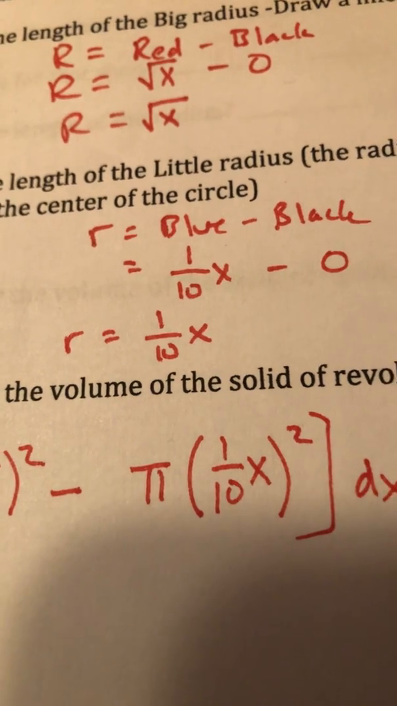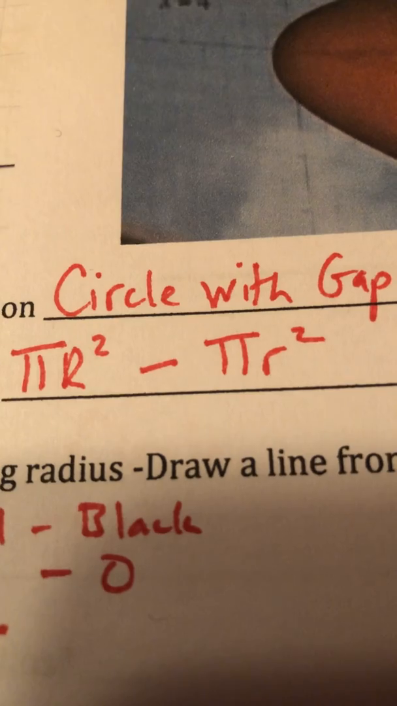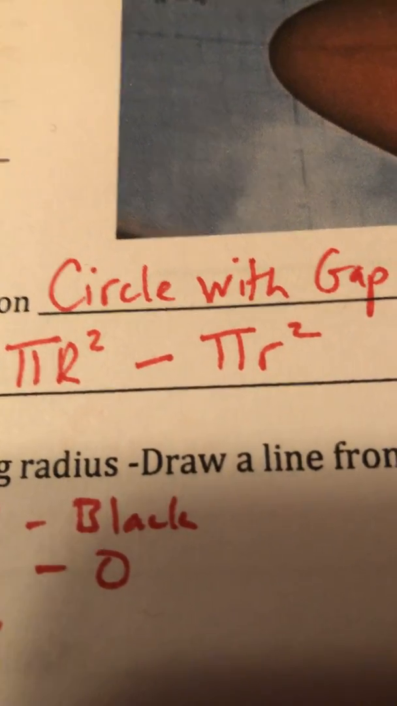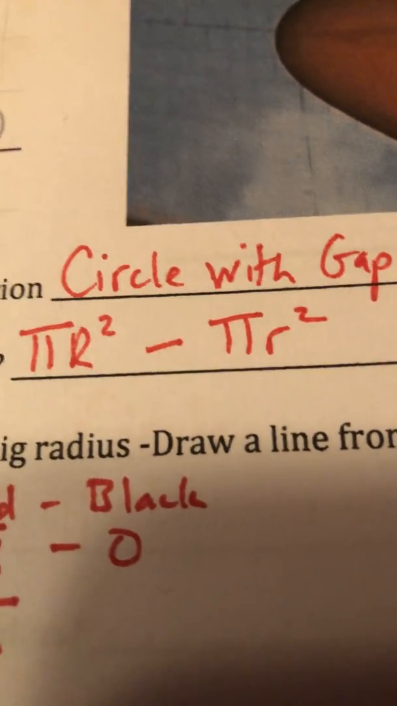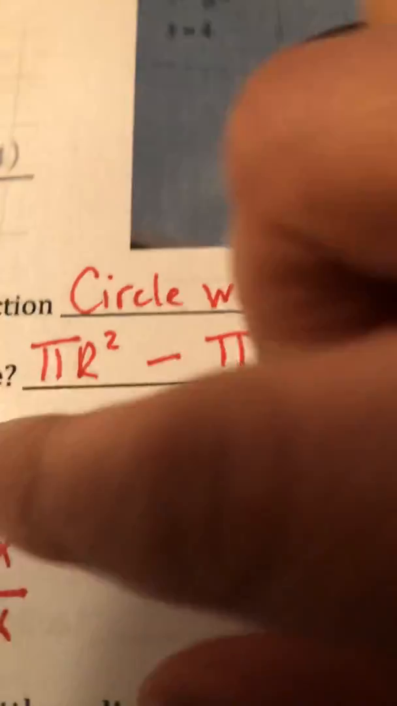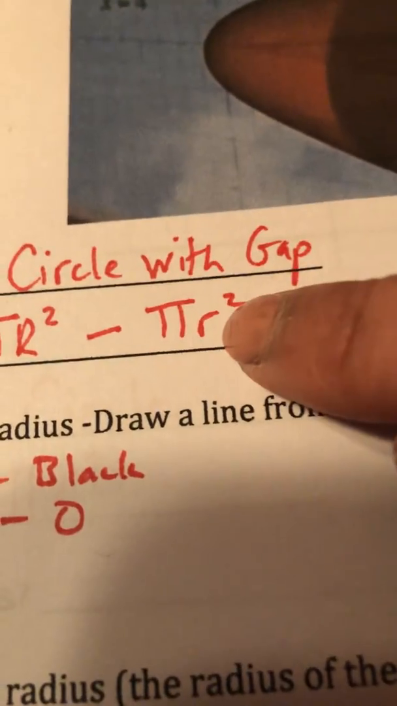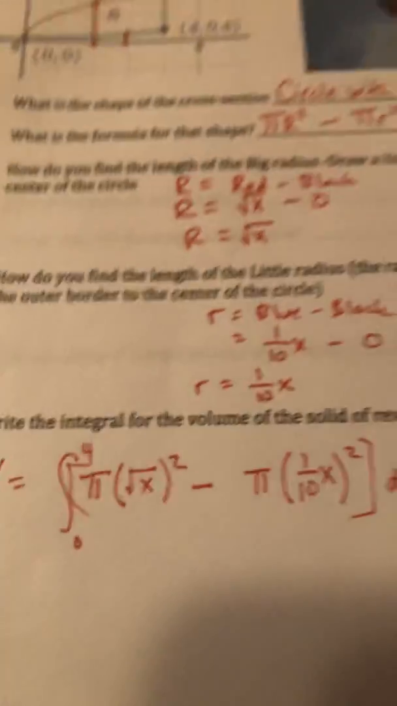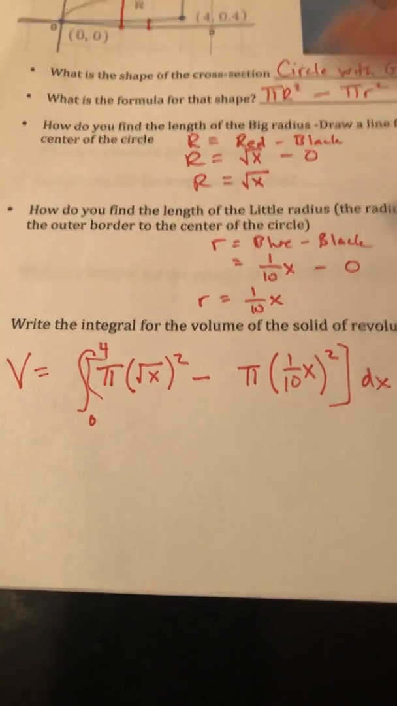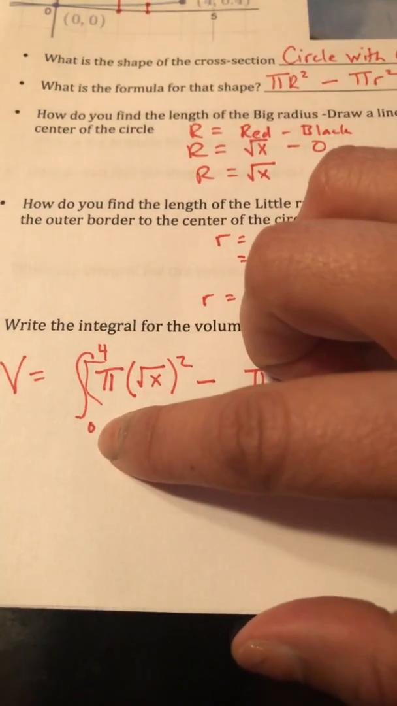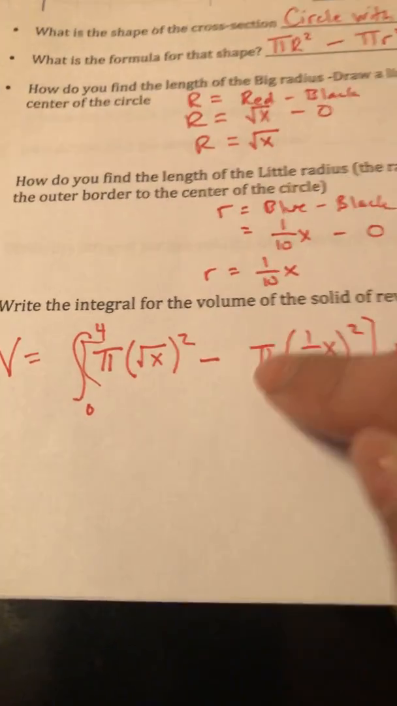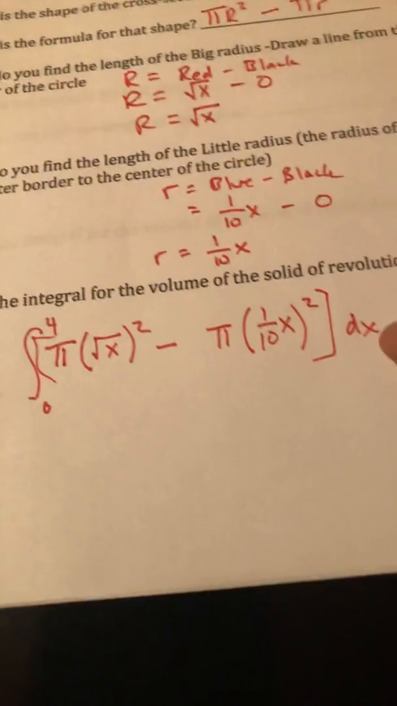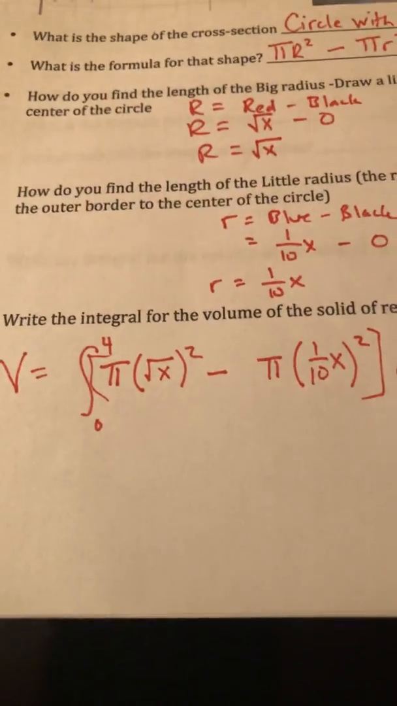Okay, so in this particular case, when we go to do the volume, remember, we determined that this was a circle with a gap in it, or a circle with a hole in it. So when we do the area, we have to do pi big R squared minus pi little r squared, or pi outer circle squared minus pi inner circle squared, okay? So here's what our volume looks like. The volume is from the lower bound to the upper bound, pi big R squared minus pi little r squared dx.